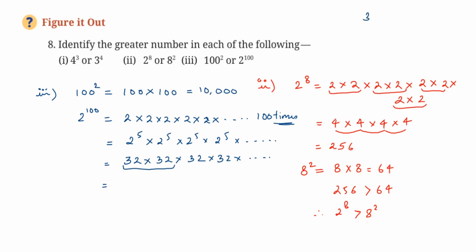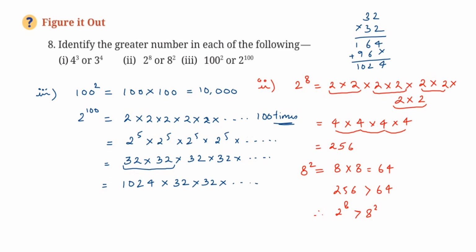So 32 times 32. 2 times 2 is 4. 2 3s are 6. 3 2s are 6 and 3 3s are 9. So 4, 12 and here we get 10. It is 1024. Now next I'll write 32 times 32 times and so on.